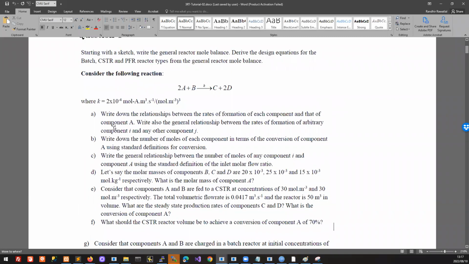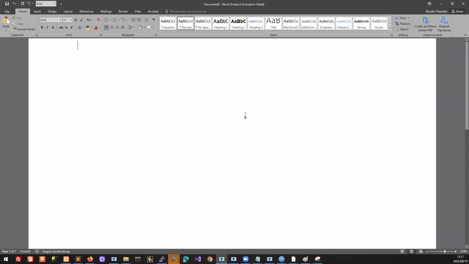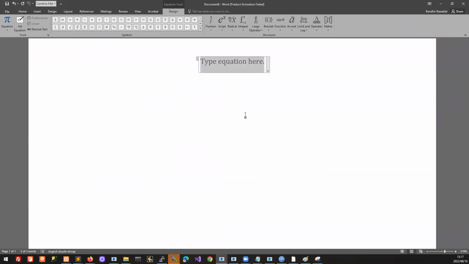But maybe let's just start with this part. It asks us just for the relationships among the rates of formation of each of the species and with component A in particular. And, what is the relationship between the current number of moles or concentration and the conversion? So I'm just going to start with a new document here. So let's just repeat the reaction.